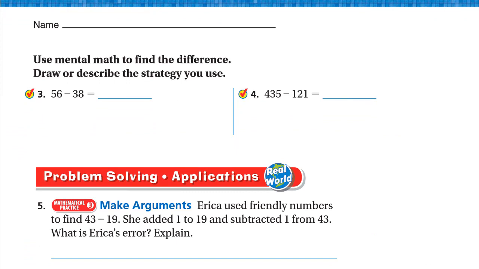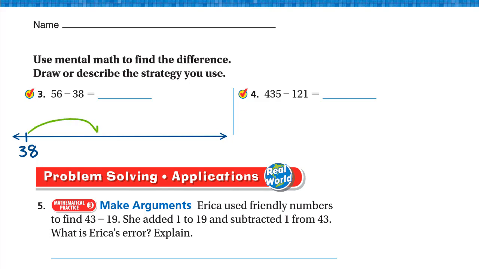Okay, here use mental math to find the difference, draw or describe the strategy you use. Okay, so we used the number line starting from the bigger number. Let's see if we start with the smaller number and count it. Okay, so let's draw a number line here. Okay, we will start from the 38 and we count until we reach the 56. Okay, so we'll count by tens and ones.